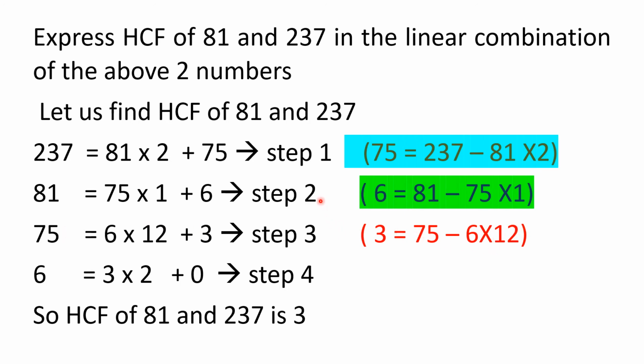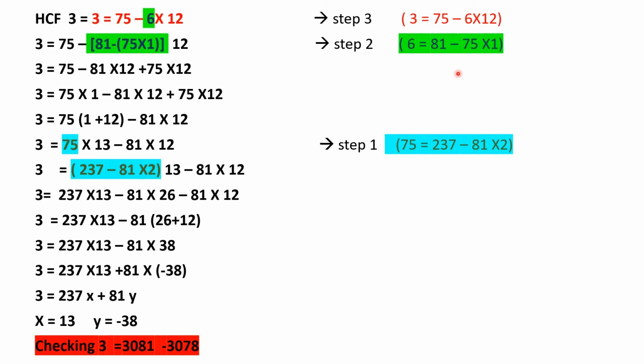Next, step 2. Here this remainder I should write 6 equal to 81 minus 75 into 1. And here also, what is the remainder? 75 equal to 237 minus 81 into 2. So these are all the steps you should remember. Okay. Now we are going to the next continuation of the problem, because we are going to express it as the linear combination. We'll go and see.